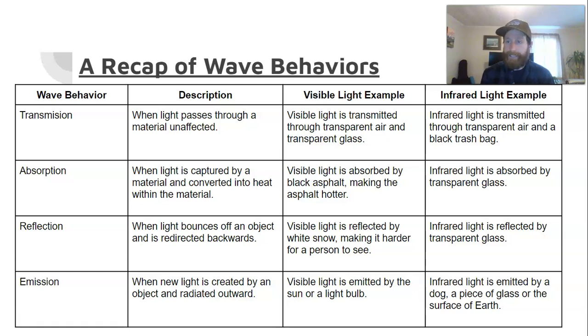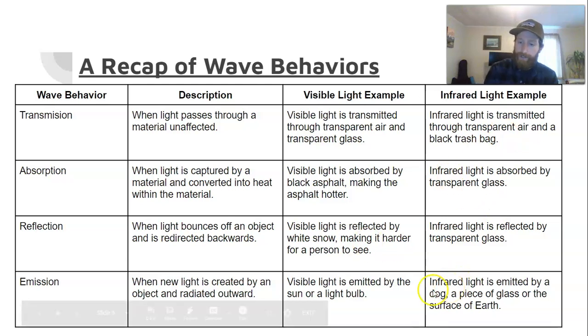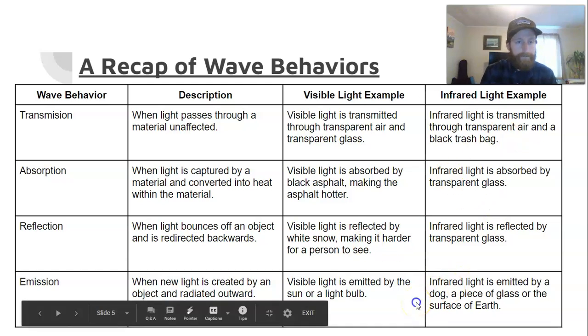That would be kind of like the death of a photon. Reflection is when light bounces off an object and is redirected backwards. So the energy stays as light, it's not converted to heat. And then emission is when new light is created by an object and radiated outward. So that'd be like the birth of a photon. And I give some examples as it applies to visible light and infrared light. Again, you could pause the screen and read those if you'd like.